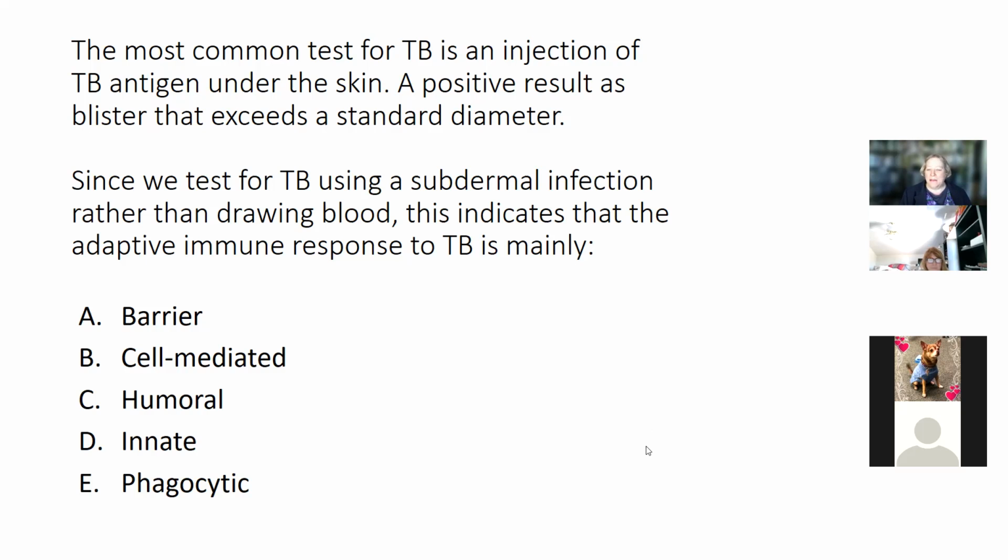The next two favorites were cell-mediated and innate. Innate is incorrect for the same reason that phagocytic and barrier were incorrect, because innate is a part of the innate immune response. The only ones that I gave you the options for that are adaptive were cell-mediated and humoral. Good job on not picking humoral, because since we're not drawing blood, we're not looking for stuff in the blood. So the correct answer is cell-mediated.